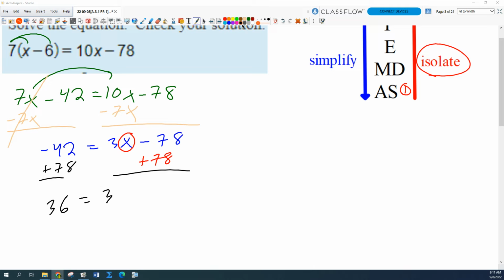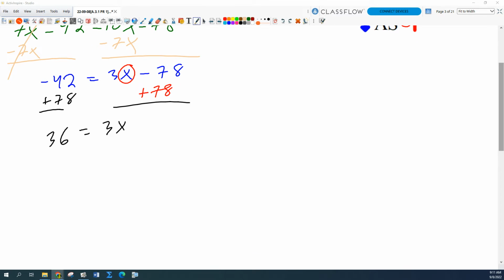36 equals 3x. Next step, divide by 3. So we move up to multiplication division, and we divide by 3, and we got it. So those guys cancel, and I get x equals 12.